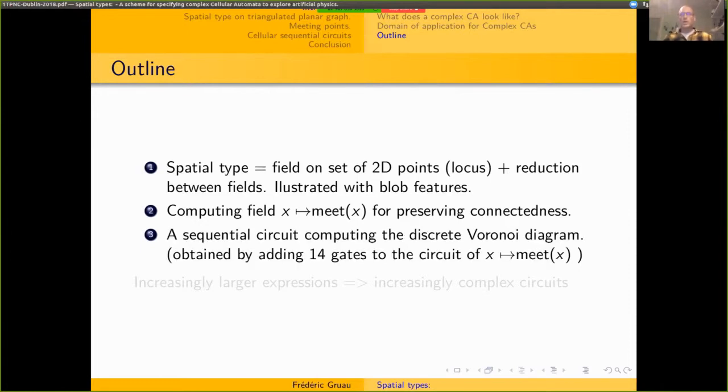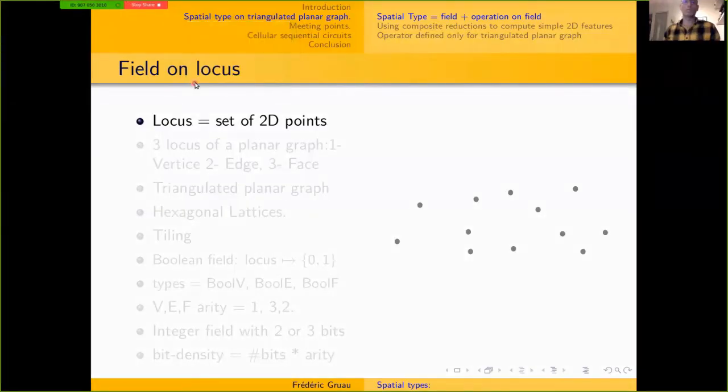Finally, we'll show how to define a sequential circuit that can be iterated, and we'll build specific circuits that compute a discrete Voronoi diagram. This circuit will use the meeting point that we'll define in point 2. So let me now introduce spatial types.